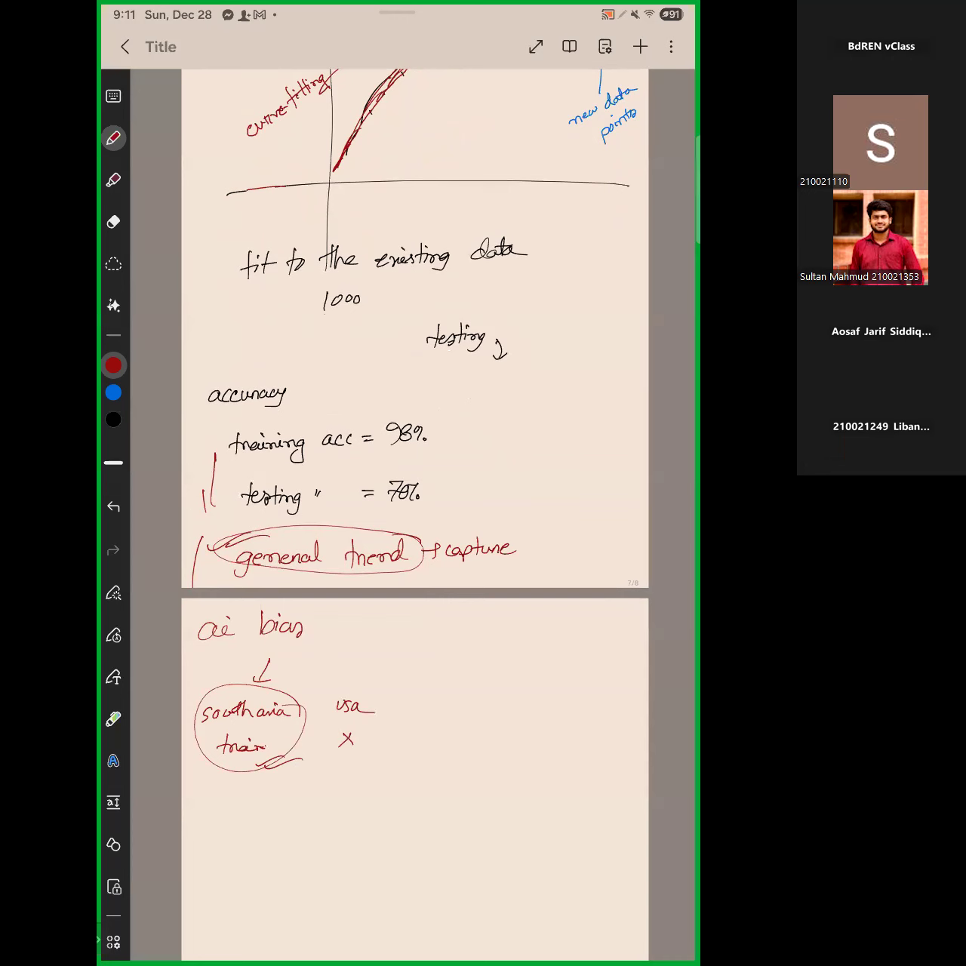Let's say for medical diagnosis cases, things will be a little bit different for USA patients compared to South Asian patients. So this is called AI bias, actually. We'll talk about it after your midterm.